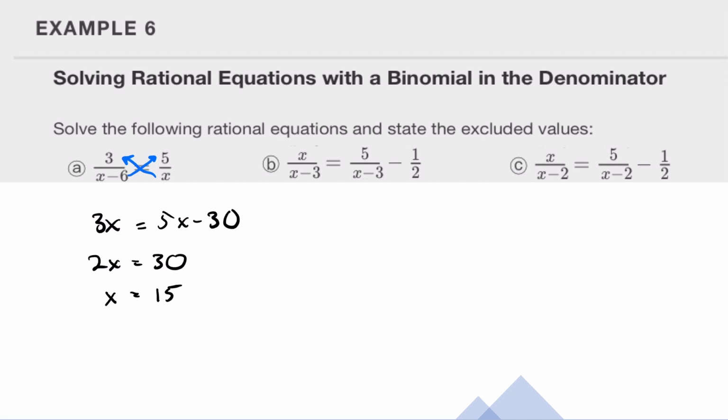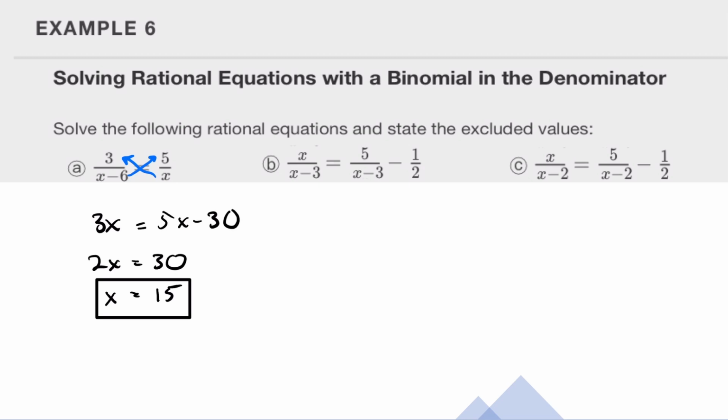I feel like we're missing something. So excluded values. Okay, so because in the original one of them is 5 divided by x, and we can't divide by 0. Well, this is the solution. I'm just going to go with this. I was going to have a little bit of an explanation, but this is the only thing that should make it true. I'll check it momentarily.